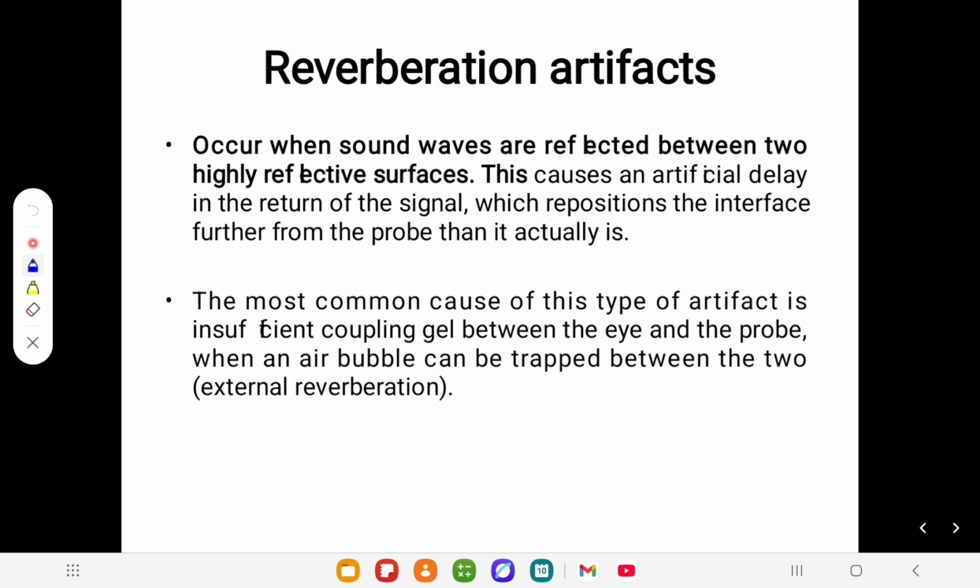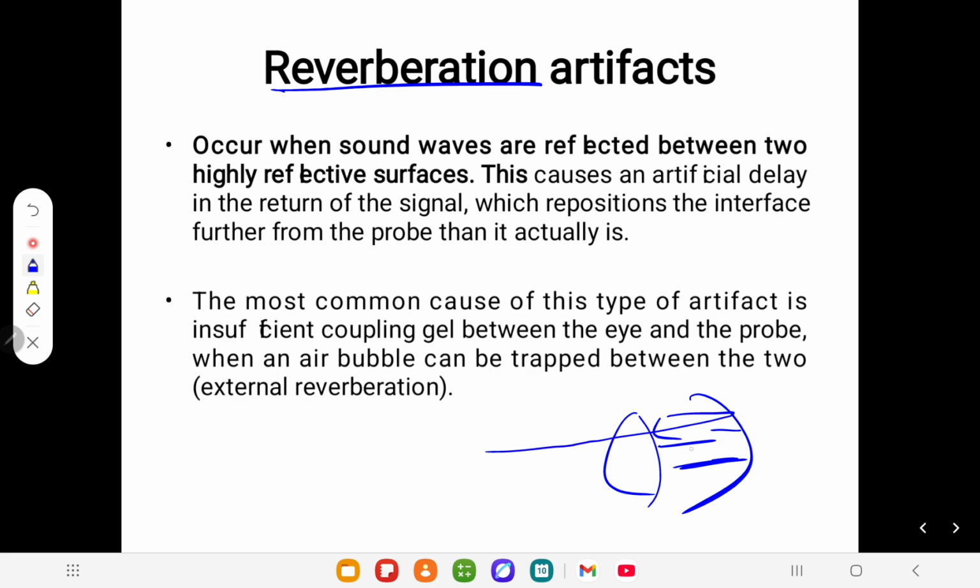What do you mean by reverberation artifact? The word is clear. Reverberation basically means sound comes, reflects from the retina, and again reflects back from the lens if the lens is too hard. Then reverberation occurs. We want the sound to hit the retina and come directly back to the probe, but that's not happening there. It occurs when sound waves are reflected between two highly reflecting surfaces. Basically, sound reflects back and forth between two highly reflective surfaces.